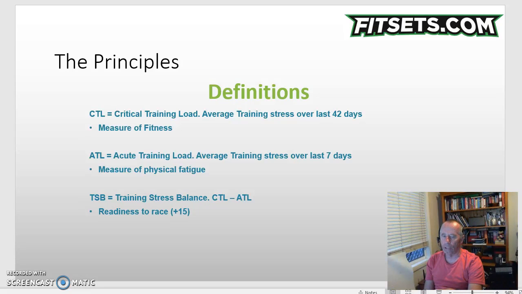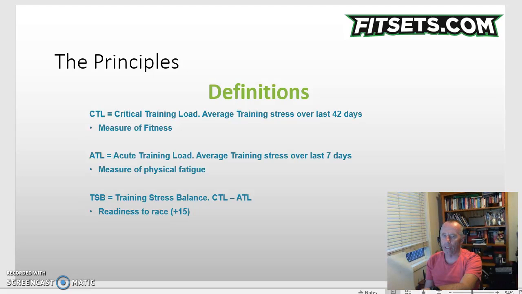The last one is training stress balance, TSB. Essentially CTL minus ATL, which we see as the readiness to race. So if it's way down and a negative, obviously if we turn up to a race, we're just not going to be able to perform because fatigue is high. What we like to see is readiness to race, TSB, to be about 10 to 15, plus 15.